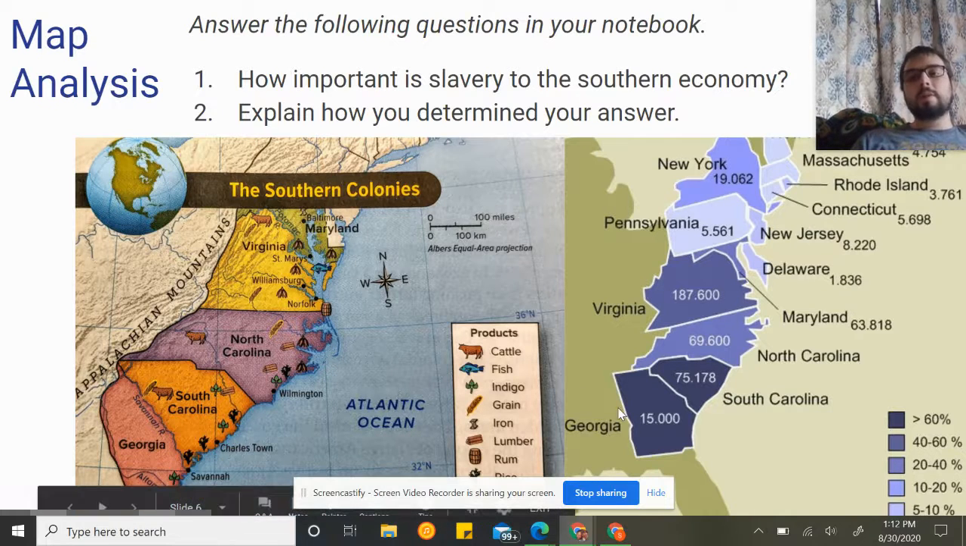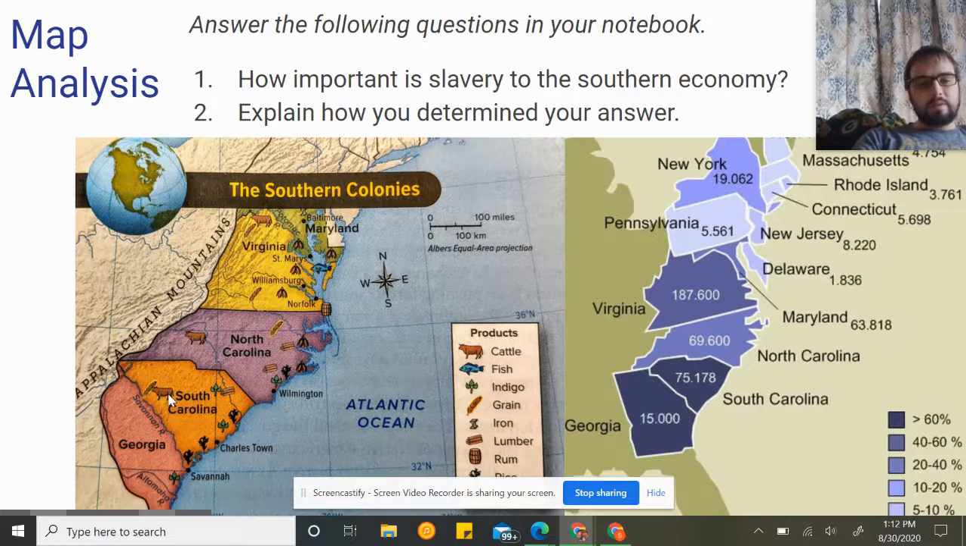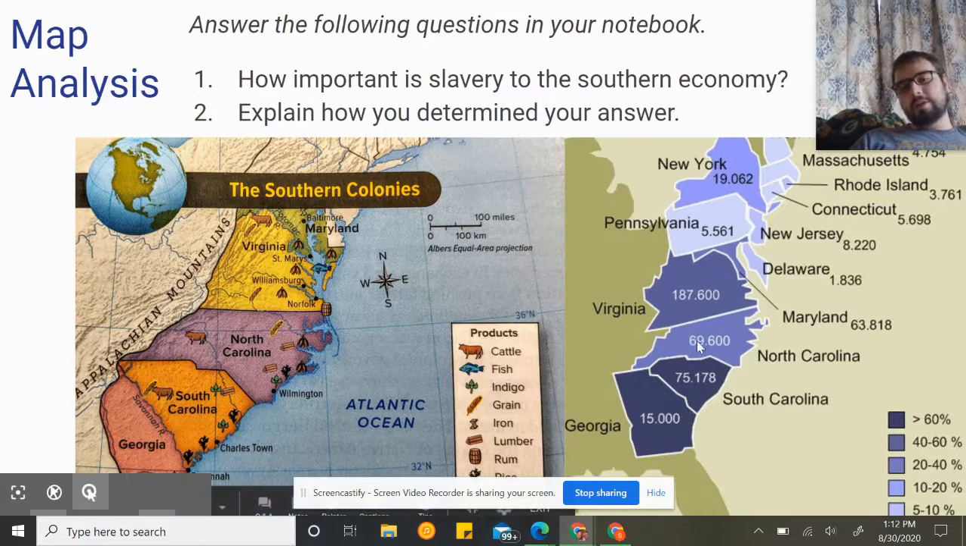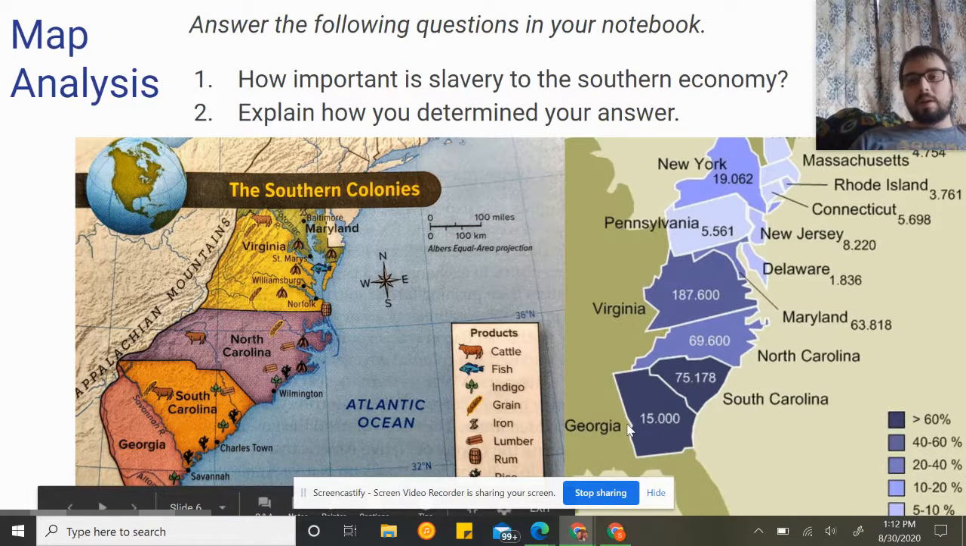Take what you know about slavery. You read a lot about it yesterday. Use that and analyze the economic map. How is slavery going to help with producing some of these economic things on the map? And then also take a look at the slavery map you guys have been analyzing all week. Look at these slave states and what size of their population are slaves. So combine those two maps together to give me an answer. How important is slavery to the Southern economy?